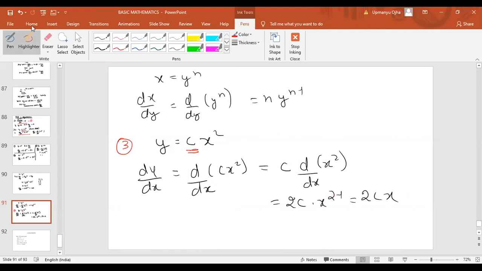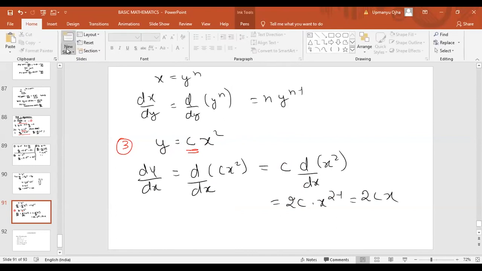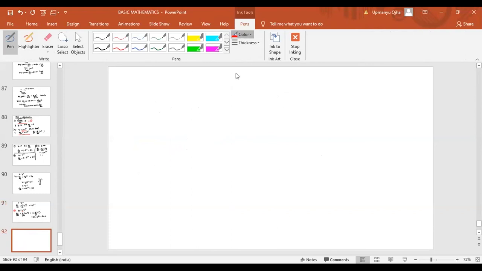Now one example I can give you for this. If I ask you, if y is equal to 4x power 5, find dy by dx. Can you get the answer for this? If y is equal to 4x power 5, find dy by dx. Now 4 is the constant here. So what could be the answer for this? Yes, I think we got the answer.